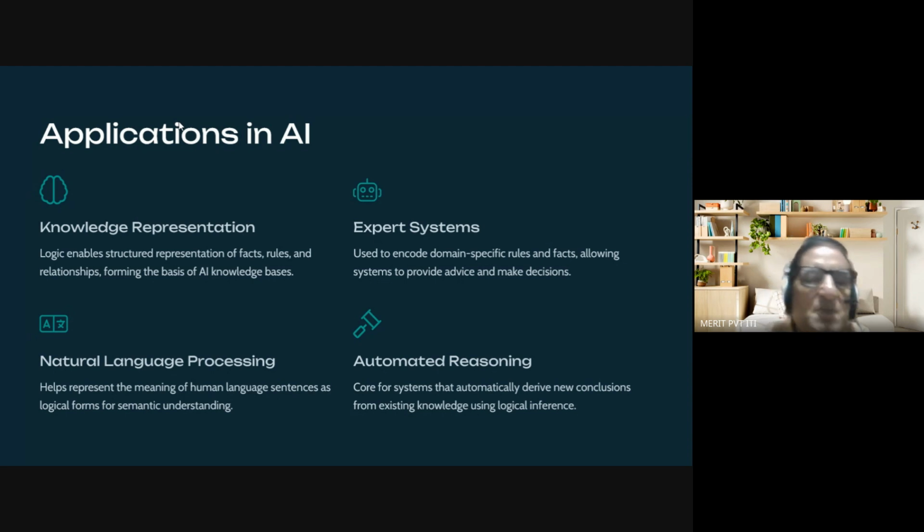So natural language processing, अब जैसे as I told you earlier, Mr. Narendra Modi talks in Hindi or English, and that is converted into the various languages. G20 में भी ऐसा ही हुआ था कि people from various countries used to talk in their own language, and then that would be converted by natural language processing into Hindi or English, and then our people would respond to that. Automated reasoning cares for systems that automatically derive new conclusions from existing knowledge using logical inferences.